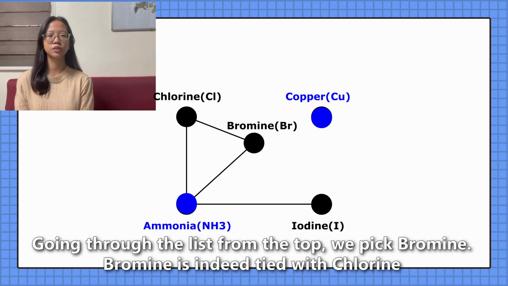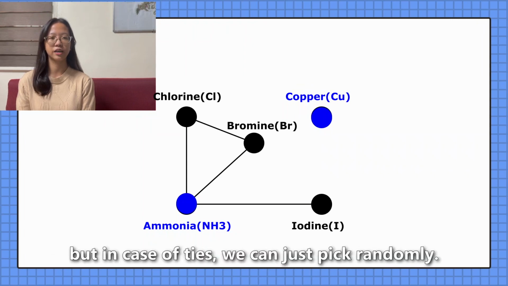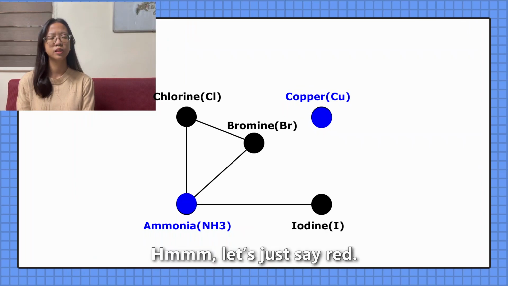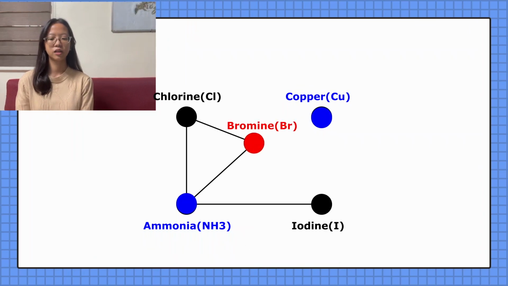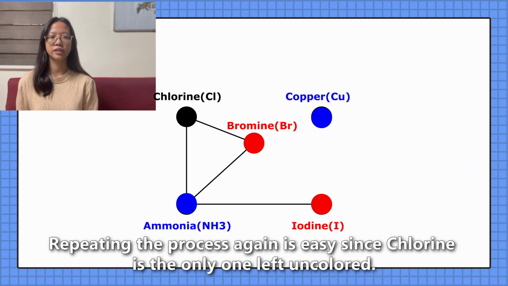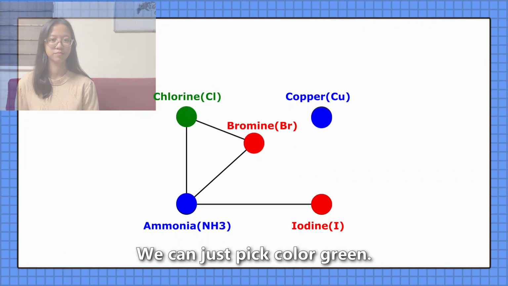Going through the list from the top, we pick bromine. Bromine is indeed tied with chlorine, but in case of ties, we can just pick randomly. Bromine is now assigned a new color. Let's just say red. Then continuing, iodine is also assigned with the color red. Repeating the process again is easy, since chlorine is the only one left uncolored. We can just pick color green.